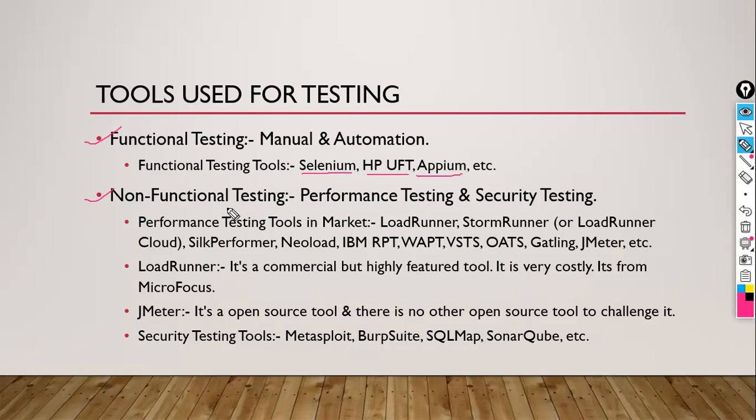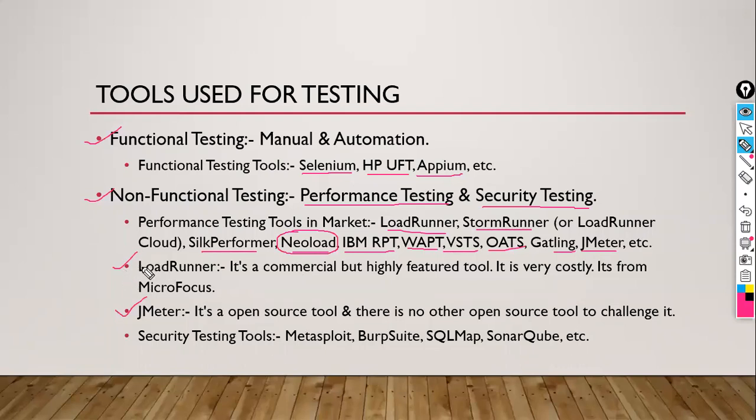When coming to non-functional testing, especially for performance testing and security testing, we have different tools. For performance testing, guys: LoadRunner, StormRunner, Silk Performer, NeoLoad, IBM RPT, WAPT, VSTS, Gatling, JMeter, right? Many tools are available in the market. Out of all the tools available, LoadRunner, JMeter, and nowadays NeoLoad are the three most commonly used tools, guys, outside.